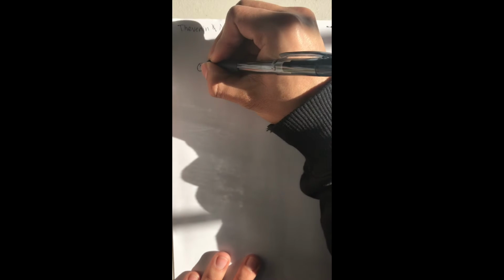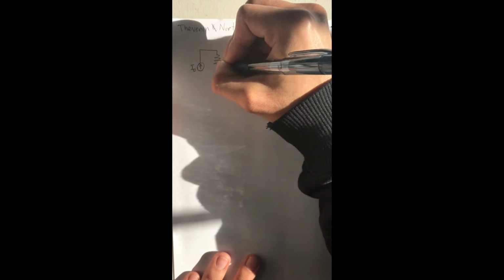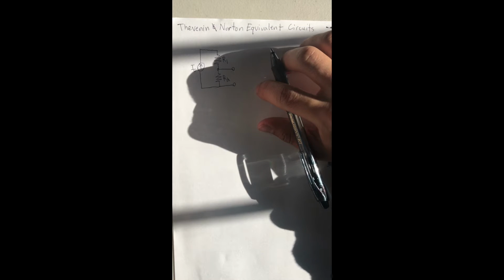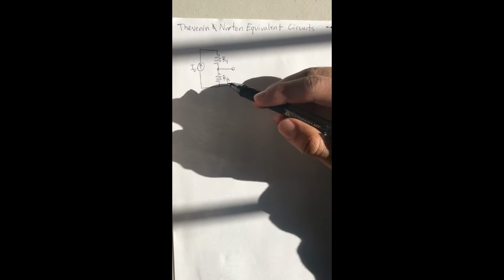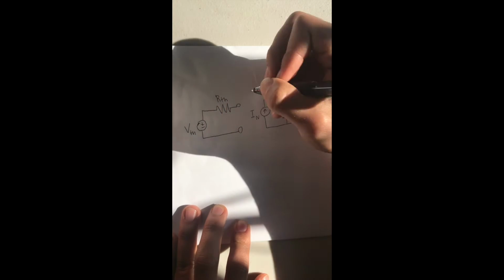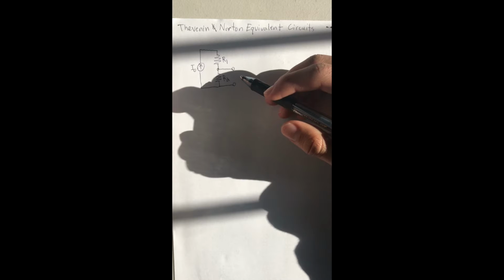The first one will be... now the basic idea here is that we're going to reduce this circuit at these two nodes into one equivalent voltage source and one equivalent resistor for the Thevenin equivalent, or one equivalent current source and one equivalent resistance for a Norton equivalent. Now let's get started.